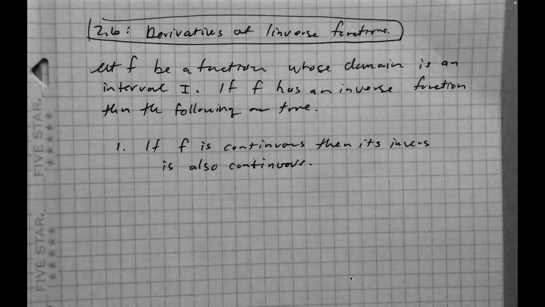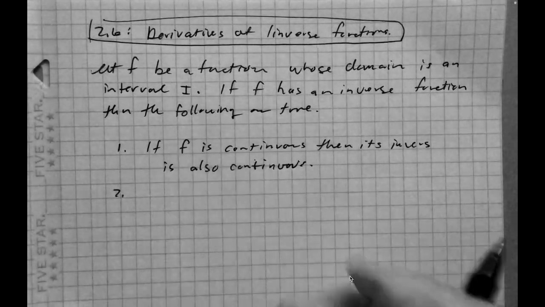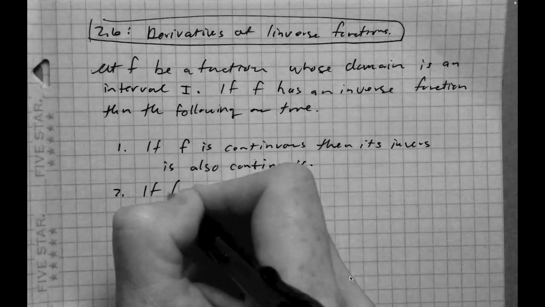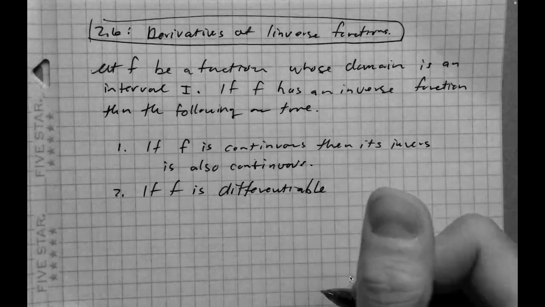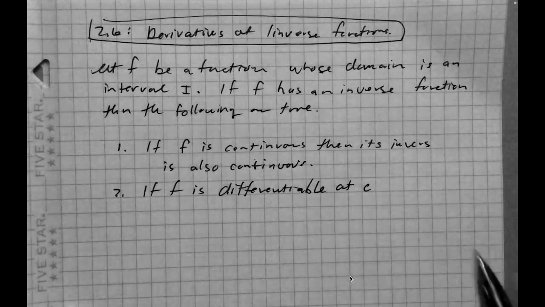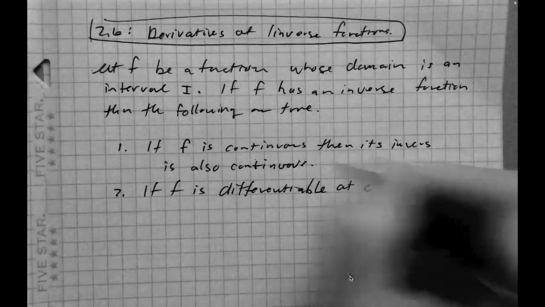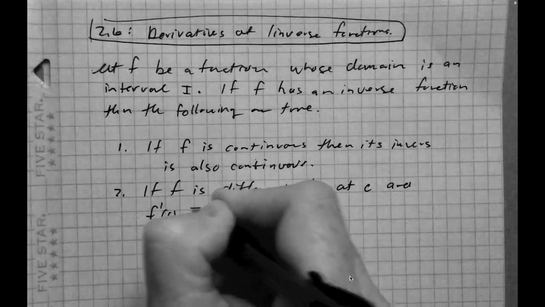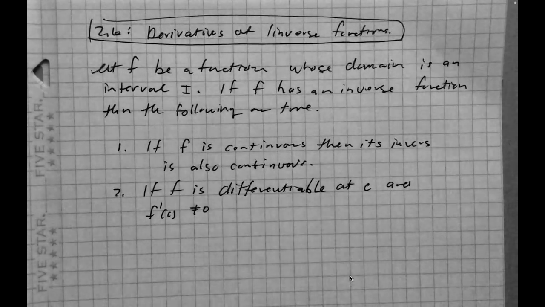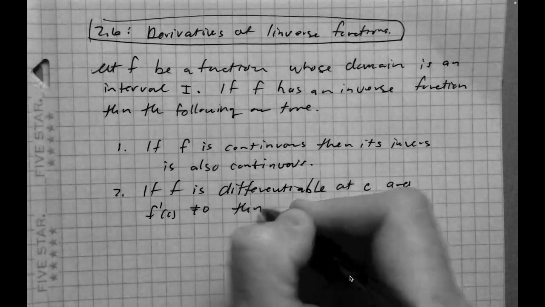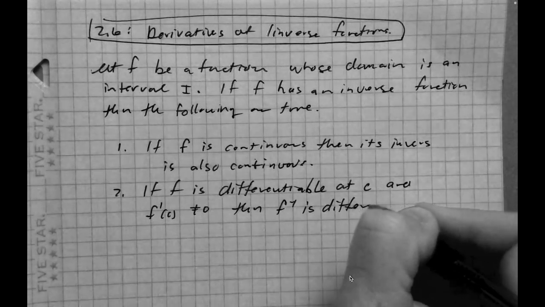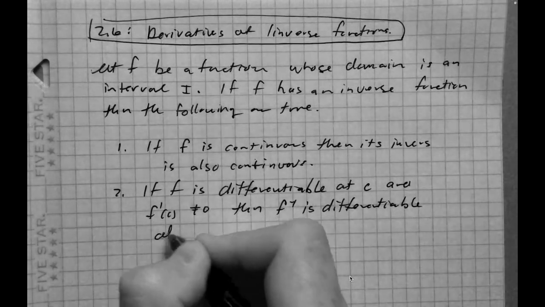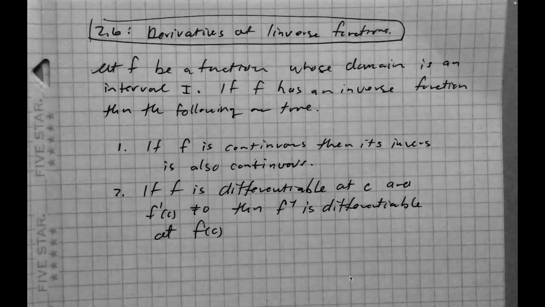Okay. Now, given that, we have also that if f is differentiable at some point c, and f prime of c is non-zero, so a non-zero derivative, then f inverse is differentiable at f of c, right? Okay, so that's good too.